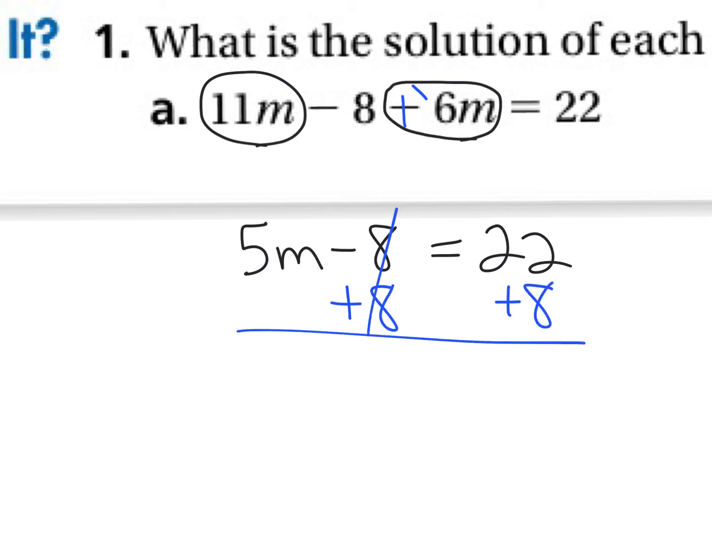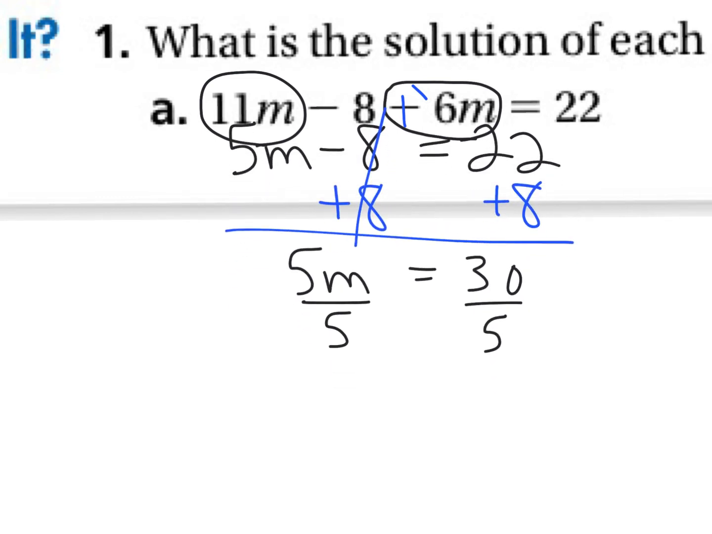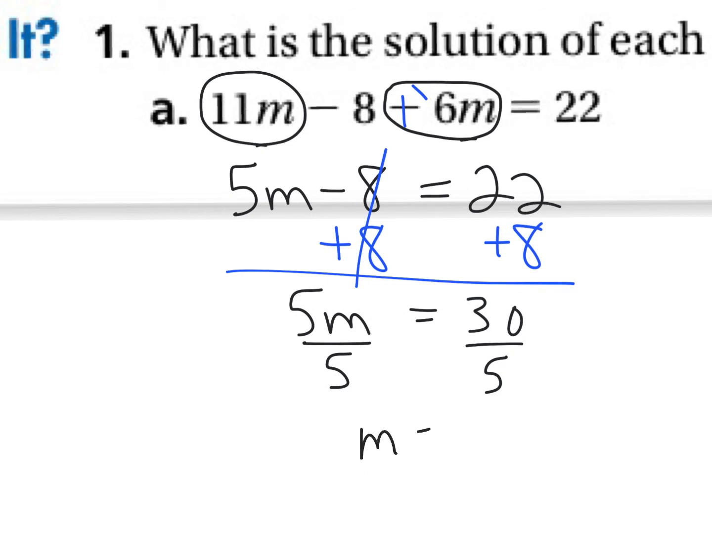They're subtracting 8, we can add 8 on both sides, keeps our equation balanced. And then they're multiplying, so we divide by 5. So m equals 6. And once again, if you have time, substitute that back in to that original problem, work it out. You should get 22 equals 22.